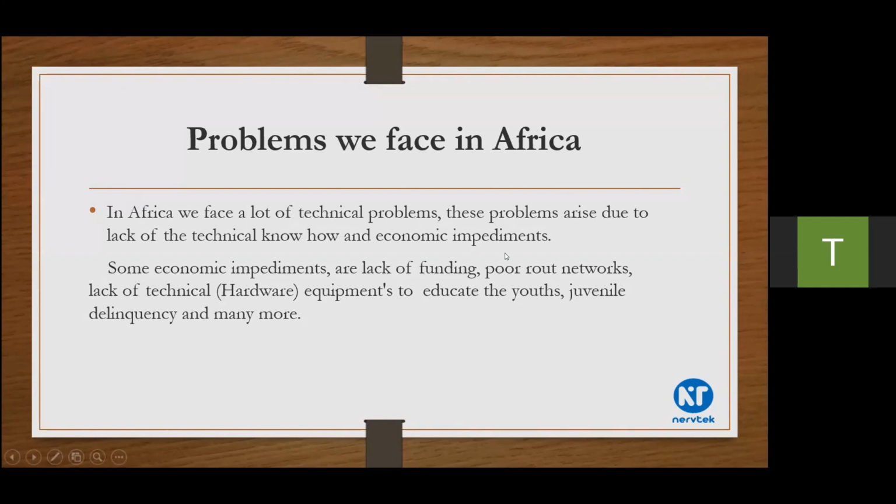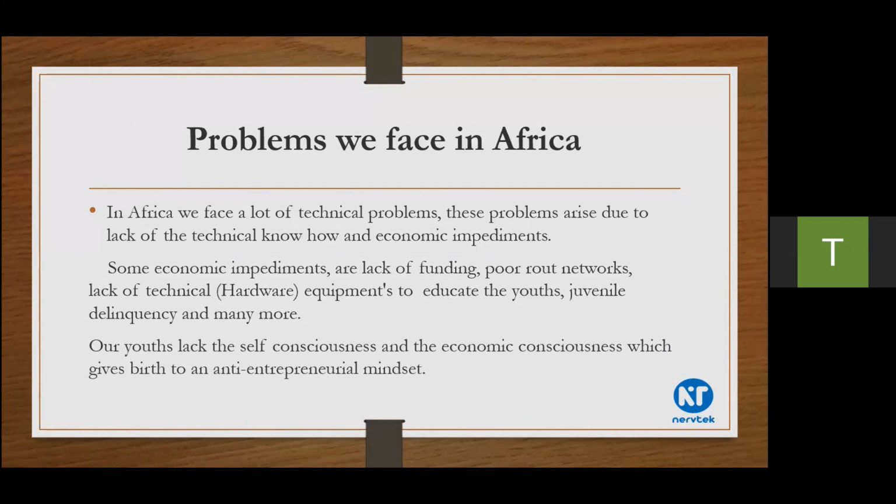our youths nowadays are so fascinated about the improvement in technology and use it in a careless way, and they misuse their time and opportunities as young people. Our youth lack self-consciousness and economic consciousness, which gives birth to an anti-entrepreneurial mindset.